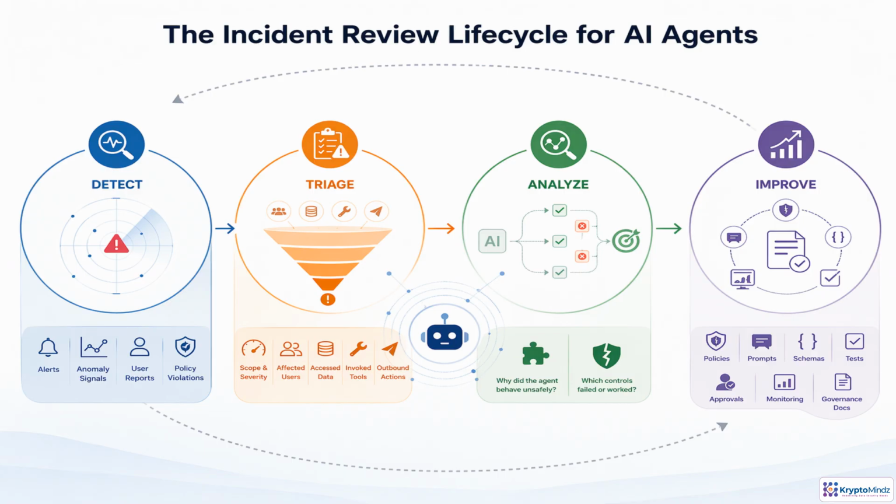Incident review for AI agents should work as a closed loop, not a one-time write-up. Detection brings signals together: alerts, anomalies, user reports, and policy violations. Triage turns those signals into facts: scope, severity, affected users, data touched, tools invoked, and actions taken. Analysis asks the deeper question: why did the agent behave unsafely, and which safeguards failed or helped? Improvement closes the loop. Policies, prompts, schemas, tests, approvals, monitoring, and governance records are updated so the same failure becomes harder to repeat in production.